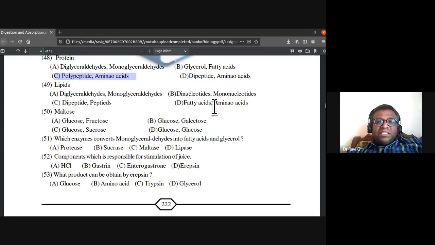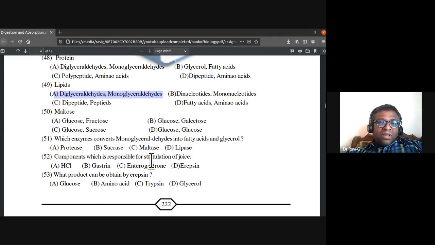Lipids, how are they going to be digested? Diglycerides, monoglycerides, dinucleotides, mononucleotides, dipeptides, peptides, fatty acids, and amino acids. They are not glyceraldehydes as written; rather it should be monoglycerides. So lipids are finally digested into, there is a spelling mistake, it is not aldehyde glycerides. So for 49, A is the answer. Lipids are broken down into diglycerides and monoglycerides.